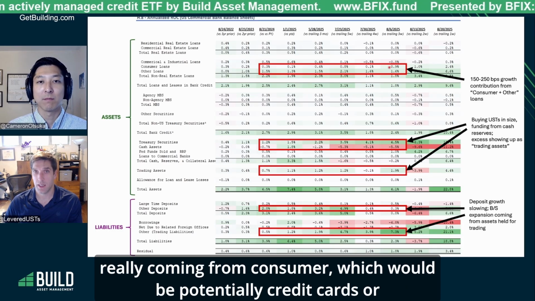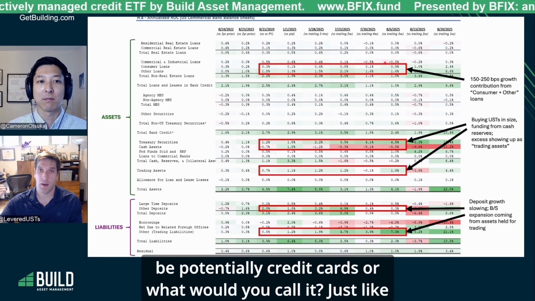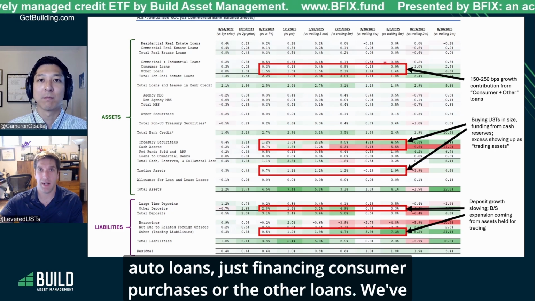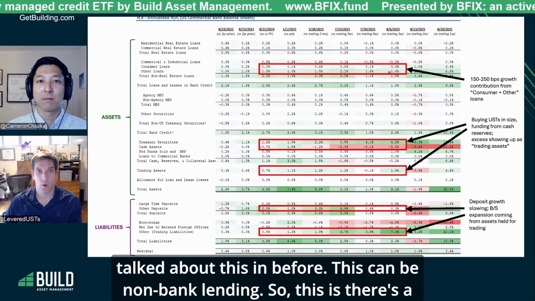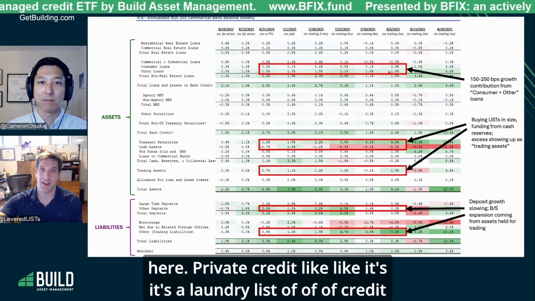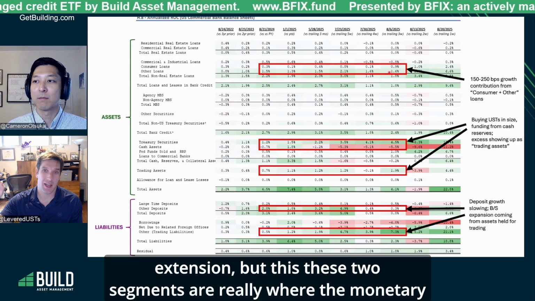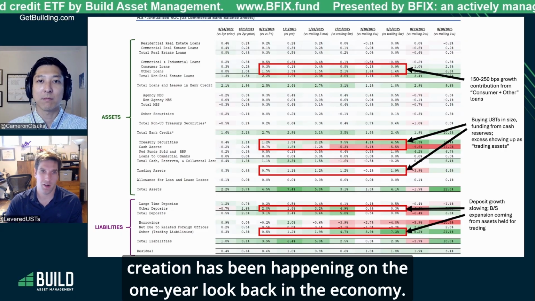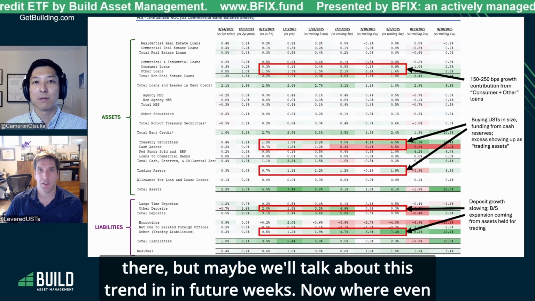The growth is really coming from consumer, which would be potentially credit cards or, what would you call it? Just auto loans, financing consumer purchases, or the other loans. We've talked about this before. This can be non-bank lending. There's a long list of everything that goes in here. Private credit, it's a laundry list of credit extension. But these two segments are really where the monetary creation has been happening on the 1 year look back in the economy. Won't really touch on it that much, but maybe we'll talk about this trend in future weeks.